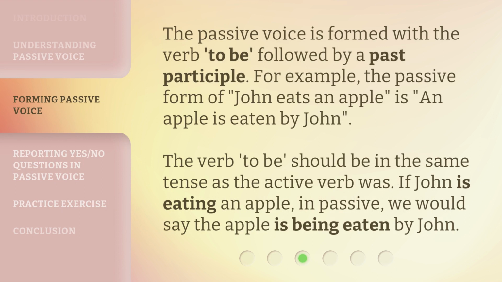The passive voice is formed with the verb to be, followed by a past participle. For example, the passive form of John eats an apple is an apple is eaten by John. The verb to be should be in the same tense as the active verb was. If John is eating an apple, in passive, we would say the apple is being eaten by John.